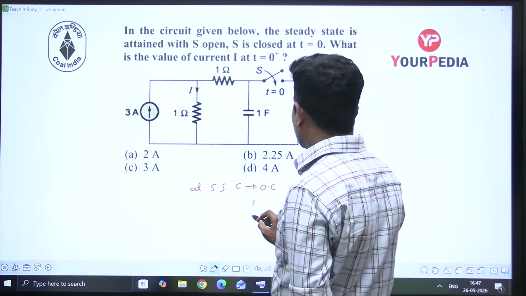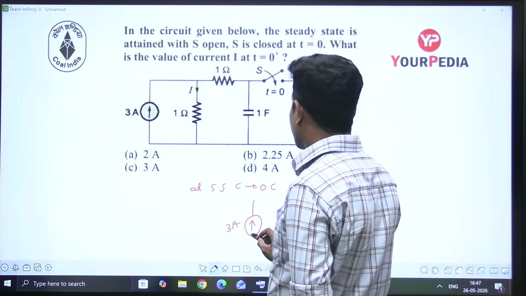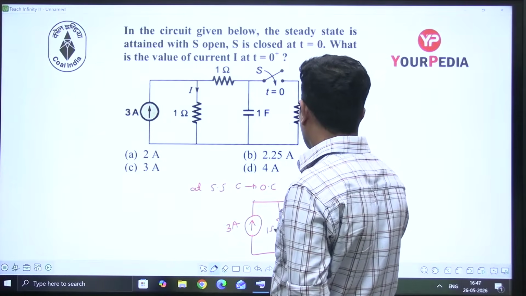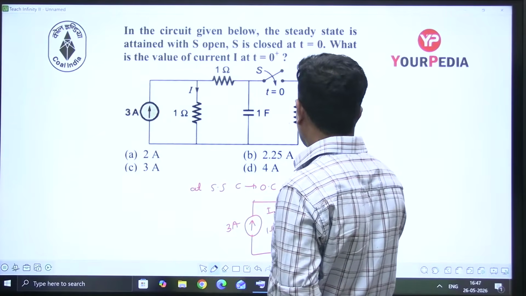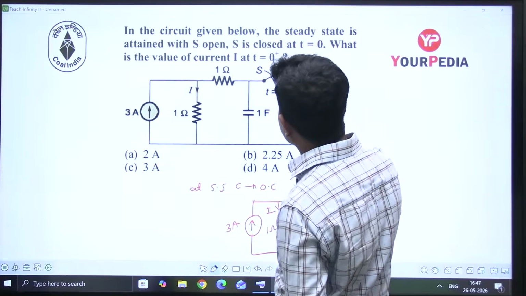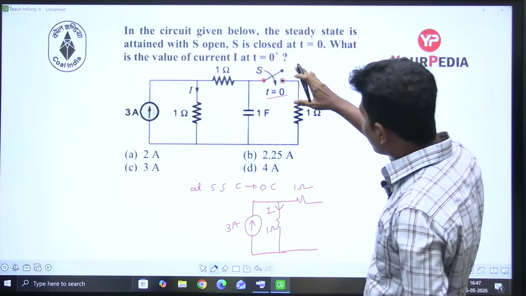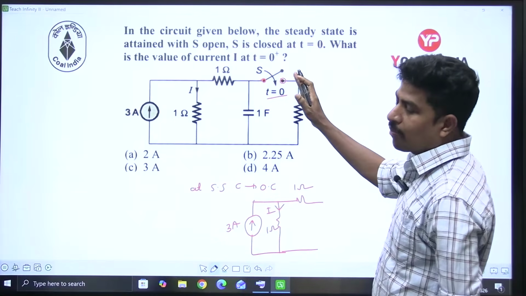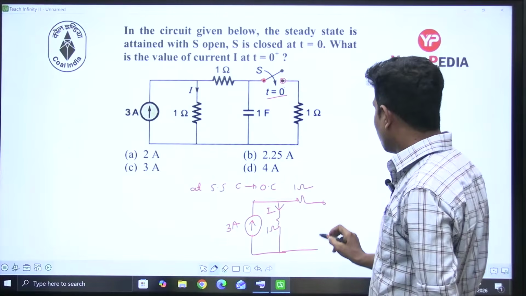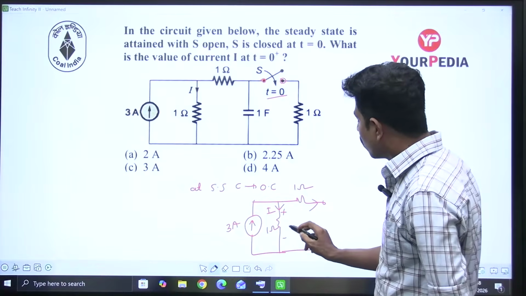Now, let me take up. This is the current source, 3 amperes, and this is 1 ohm, and this is the current I. This is 1 ohm, and this switch is opened till t equal to 0. It means this is not there, and it comes into the picture at t equal to 0 onwards, which is called t equal to 0 plus. Now this is opened, no current here this way, so the total 3 amperes will go. What is this voltage? 3 volts.